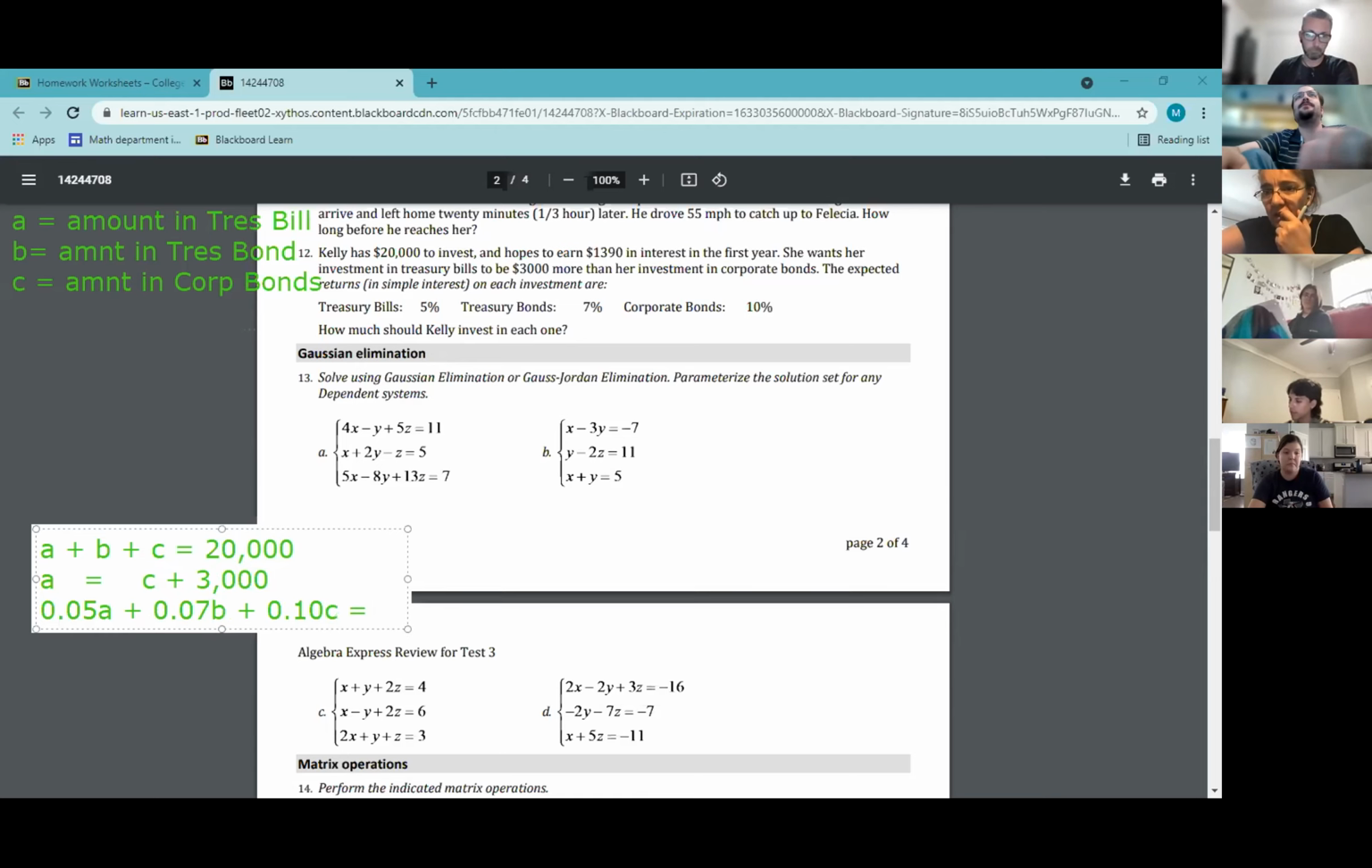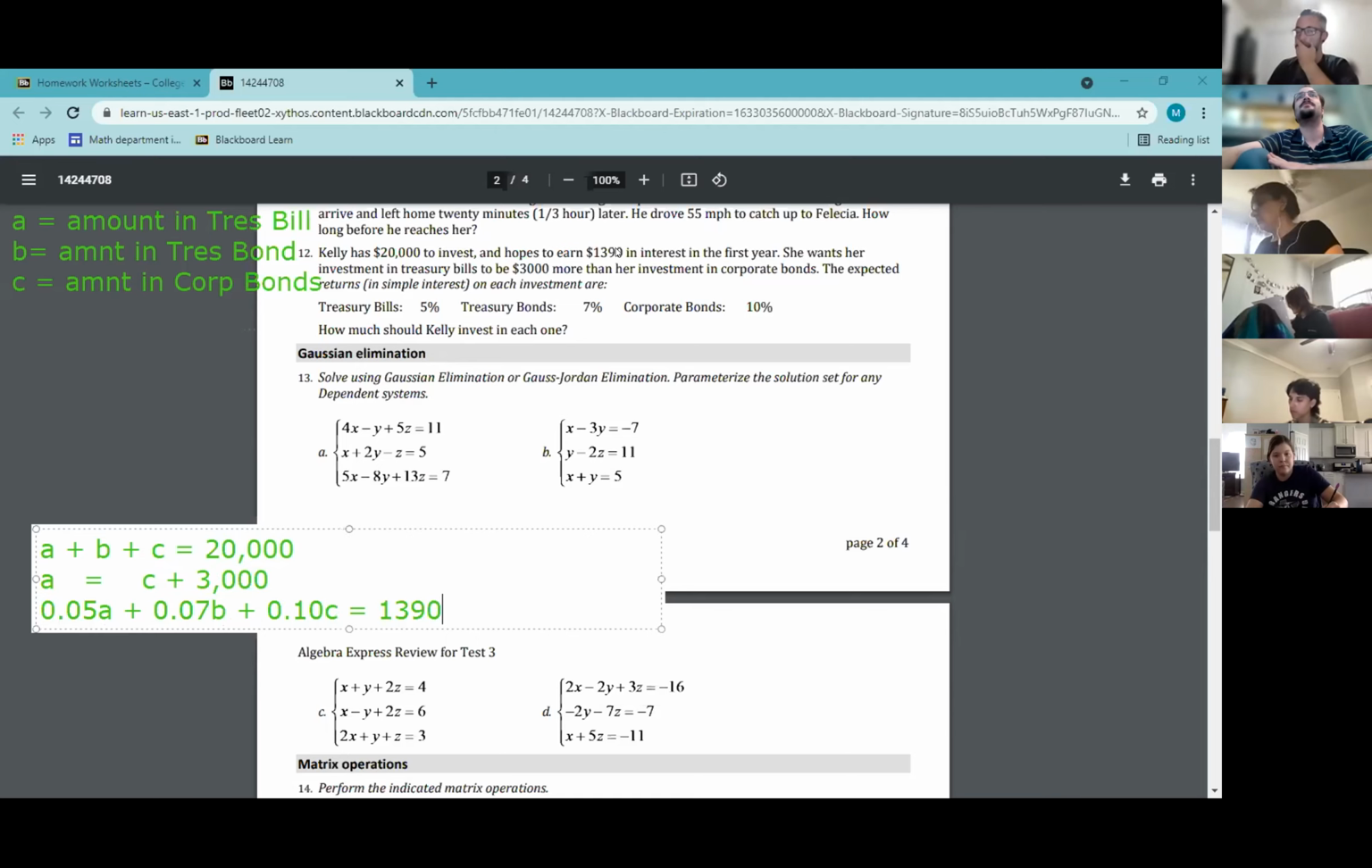And this is equal to that number they gave us. 1390 is the number that they give us for the earnings in interest. Okay. These are our three equations. How would you solve this?